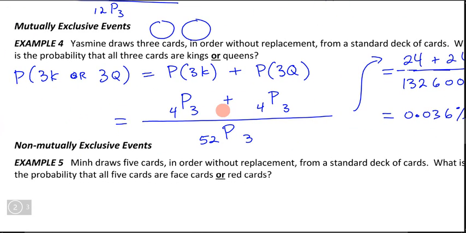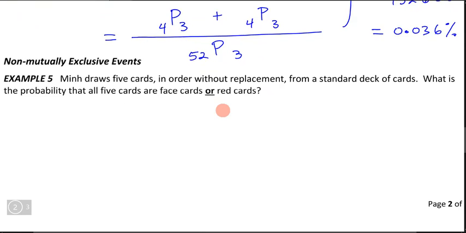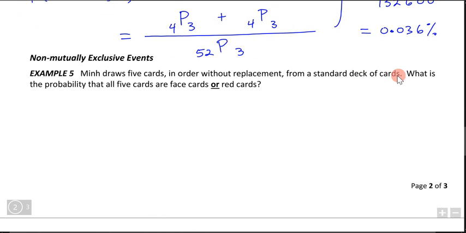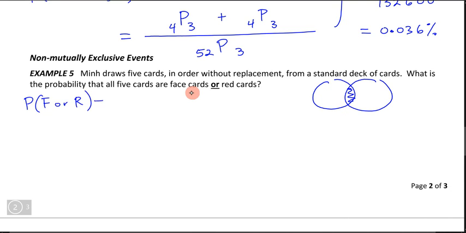Okay, non-mutually exclusive events. So Min draws 5 cards in order without replacement from a standard deck of cards. What is the probability that all 5 cards are face cards or red cards? Now this is non-mutually exclusive because remember that diagram, you have some overlap. Some of your red cards can be face cards, and vice versa. So what I'm looking for is the probability of drawing a face card or a red card. Using that non-mutually exclusive formula, you're looking at the probability of drawing a face card plus the probability of drawing a red card minus the intersection, the probability of a face card and a red card.